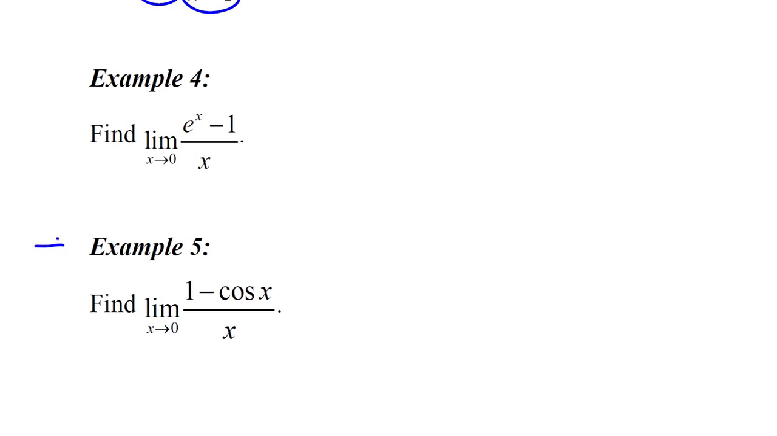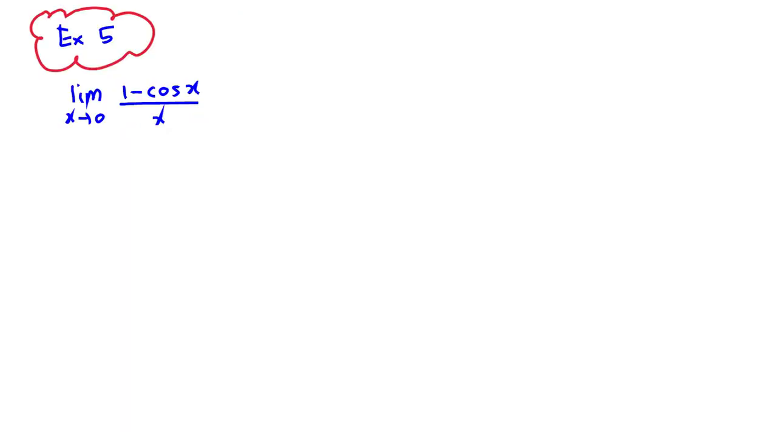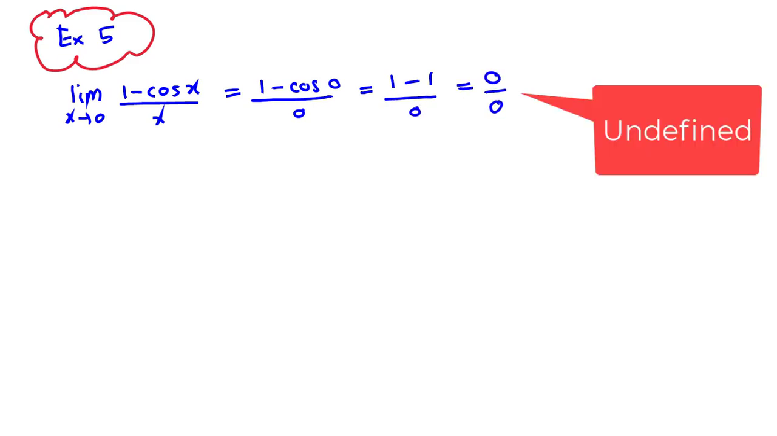Now look at example 5. Find the limit of 1 minus cos x divided by x, as x approaches 0. So you substitute 0: 1 minus cos 0 divided by 0. Cos 0 is 1, so 1 minus 1 is 0, divided by 0, so 0 divided by 0. So you need to apply L'Hopital's rule.